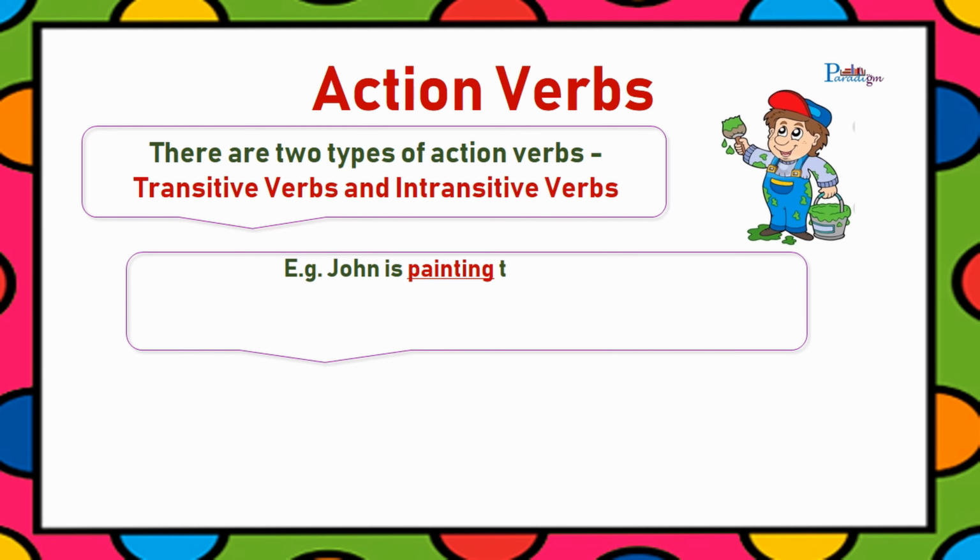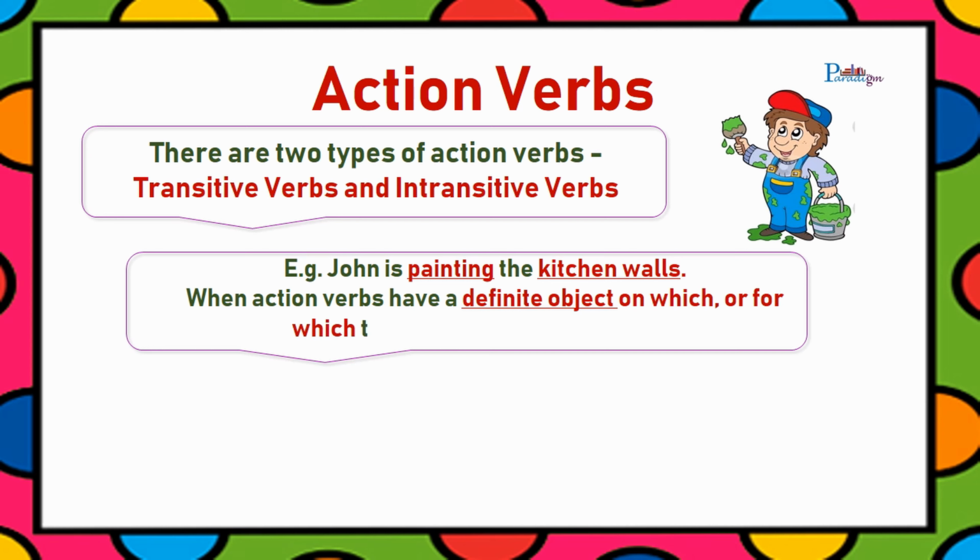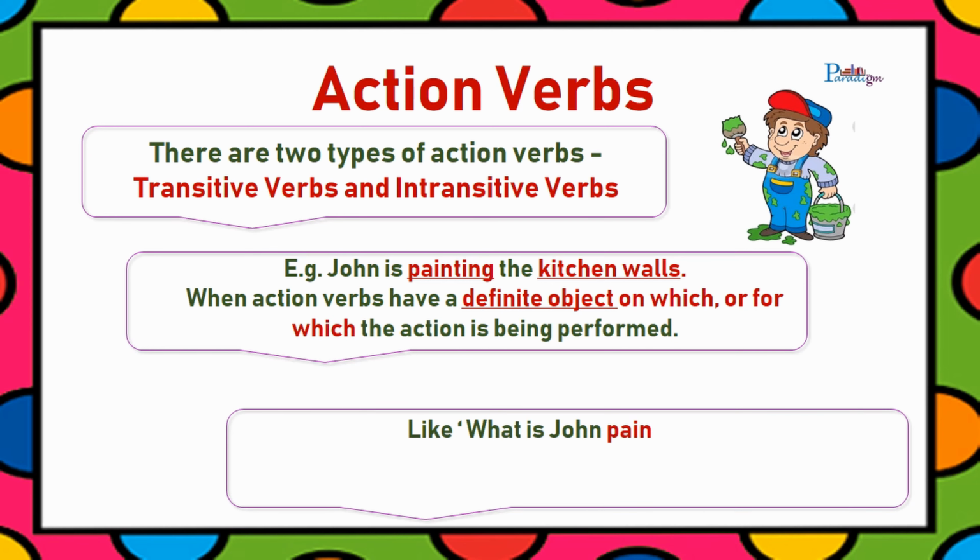Example: John is painting the kitchen walls. When action verbs have a definite object on which or for which the action is being performed. Like, what is John painting? The kitchen walls. Therefore, this is a transitive verb.